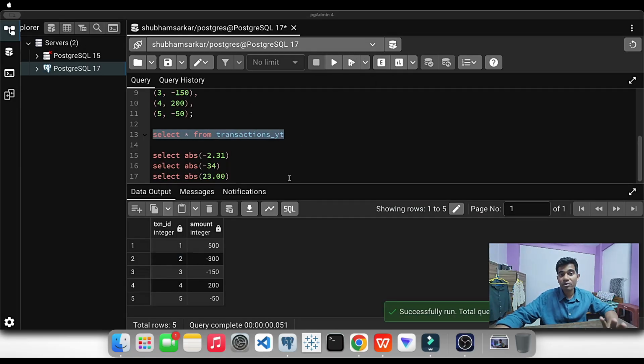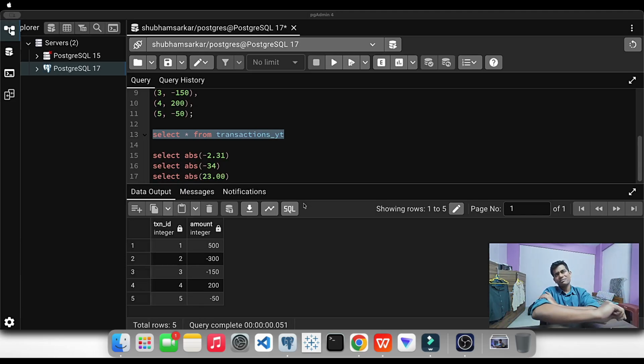We will do the main practical with the help of the transaction table which is in front of you. So you might have a question: okay, this is a function used in SQL and we get the output without a sign, but where is it used? Do we really need to use it? Yes, you are correct.